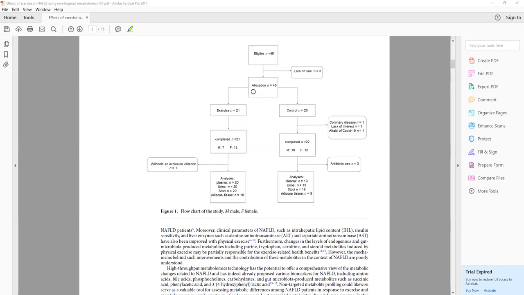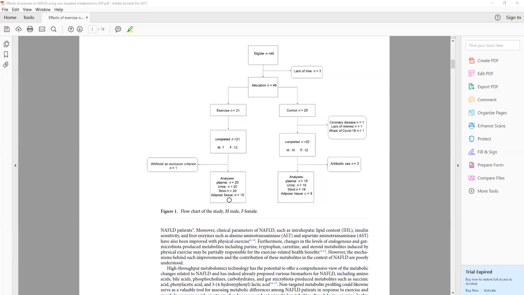Some opted not to be part of the project. They then had 46 participants. They had allocated 21 to the exercise group, 25 to the control group. In the control group, before they could start the study, they had one person who was afraid of COVID. They had a lack of interest in coronary diseases, so they were excluded from the study further. So they ended up with 21 participants in the exercise group, 22 in the control group, where three were again excluded because they were using antibiotics, and one was excluded in the exercise group because this person was actually on diabetes medication and didn't tell them. So they ended up with 20 and 19.